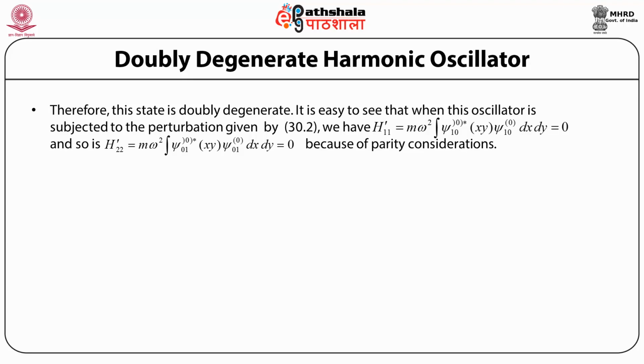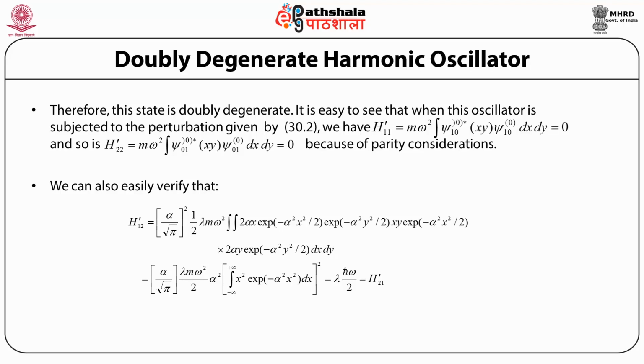So we have a doubly degenerate harmonic oscillator. It is easy to see that when this oscillator is subjected to the perturbation given by 30.2, we have h11 prime equals m omega square into the integral of psi 100 star of xy into psi 010 dx dy equal to 0, and so is h22 prime equal to m omega square multiplied by the integration of psi 001 star into xy into psi 001 ground state dx dy equals 0 because of parity considerations.